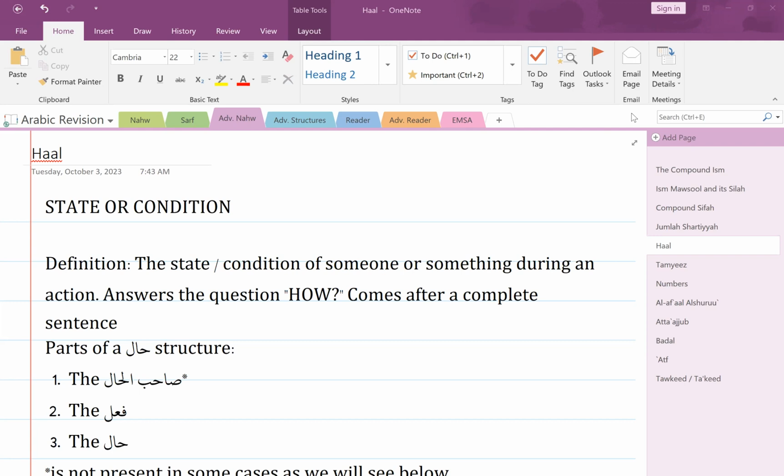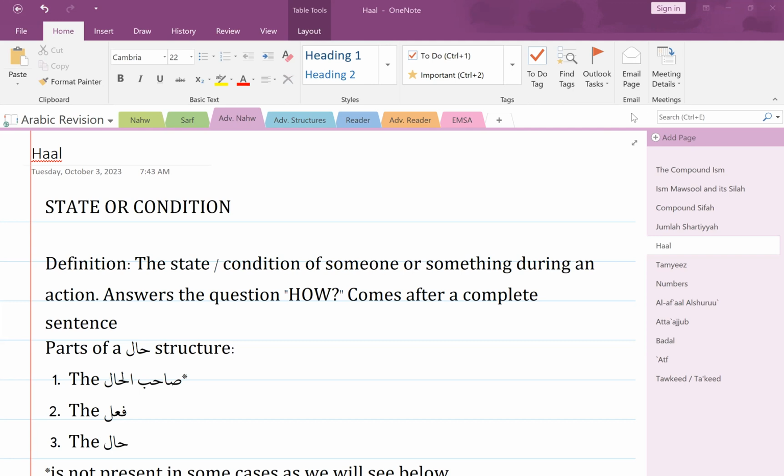We continue off with our advanced Nahu studies, and today we look at a new topic. This is Hal. Okay, so we are all familiar with what Hal is, but again, we're just doing revision so that we can cement these concepts.